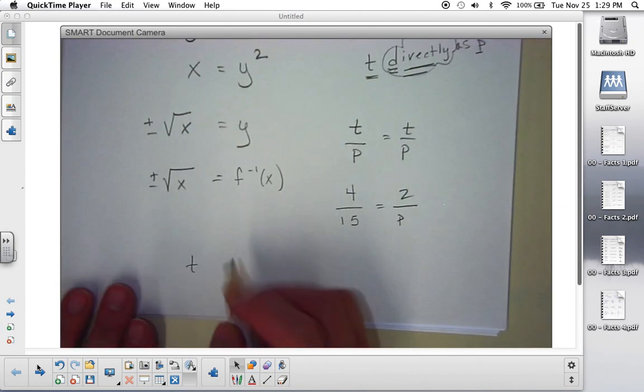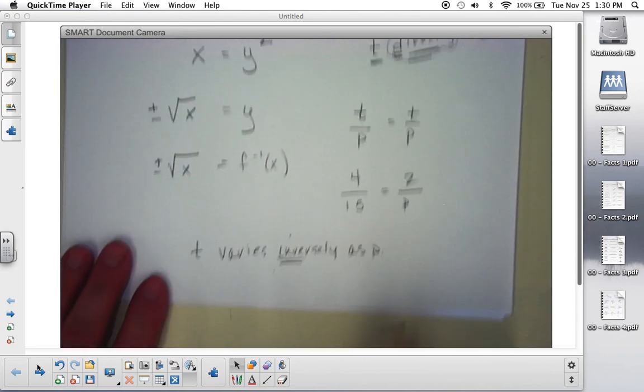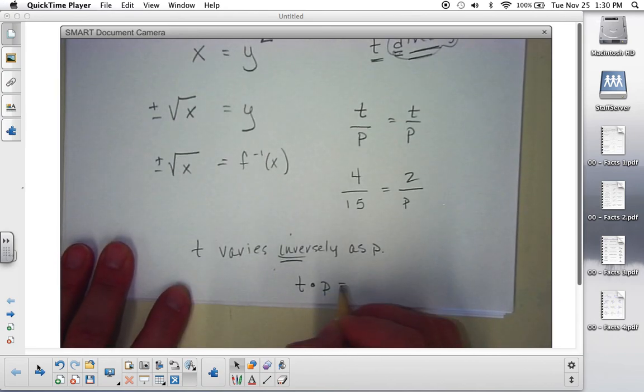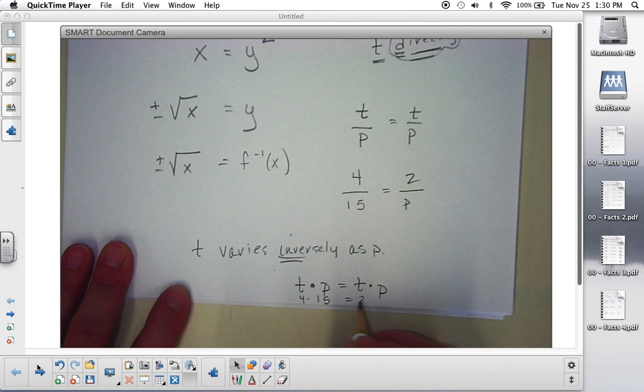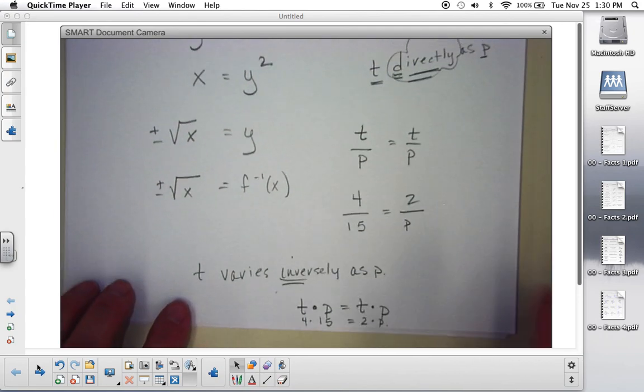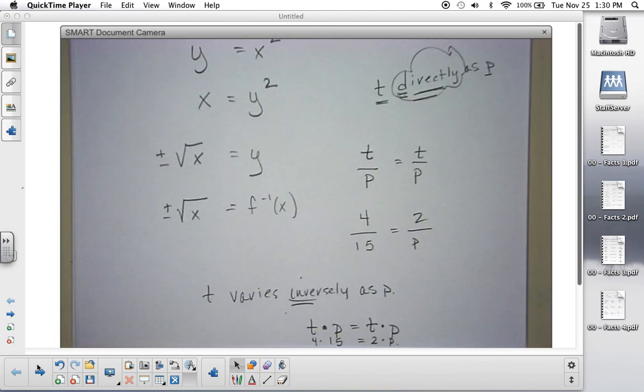If instead it said T varies inversely or indirectly as P, then you set up multiplication. T times P equals T times P, and you would have 4 times 15 equals 2 times P, and you would solve that. I think that's it in a nutshell. I feel like that's a real quick kind of review, but it covers domain and range and functions, lots of visual stuff, inverse functions, domain and restricted domain, direct and inverse variation, and of course the inverse of the functions.